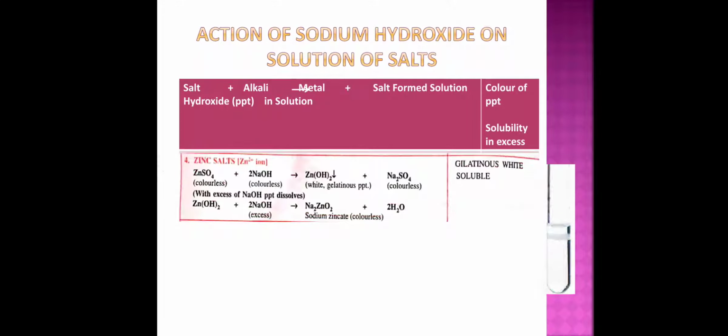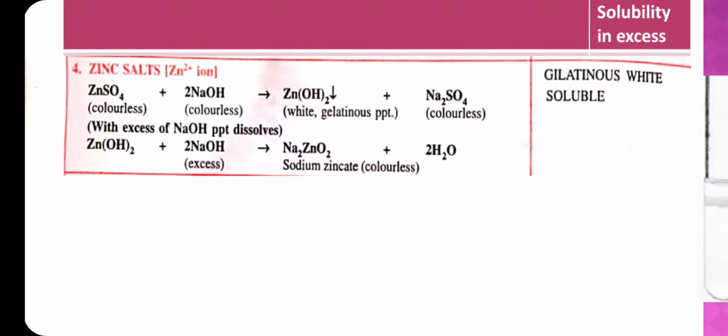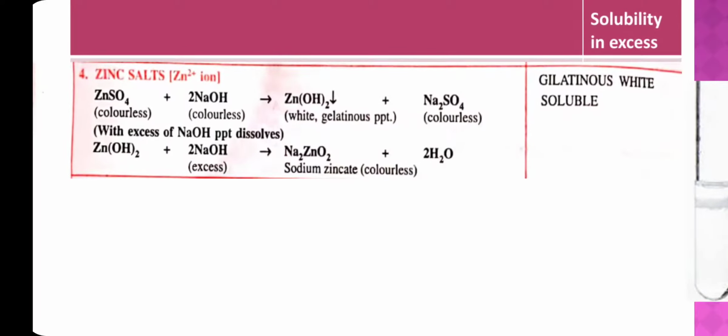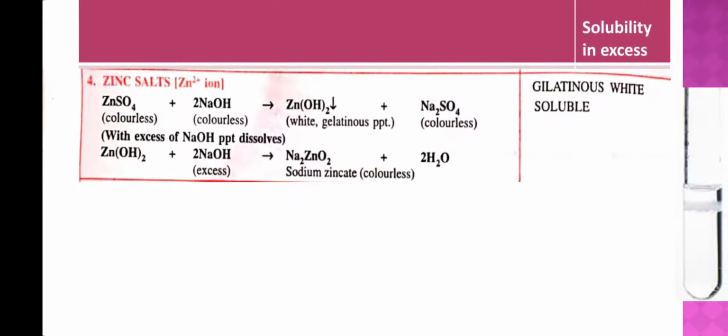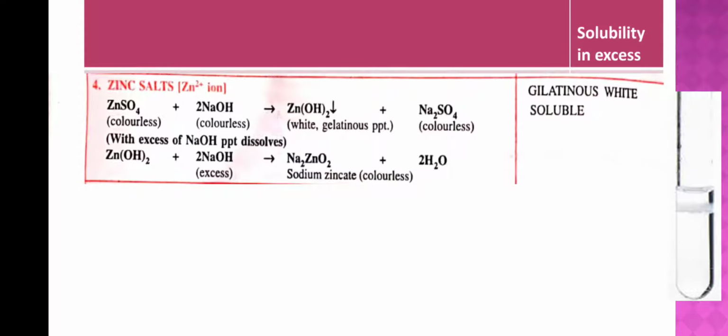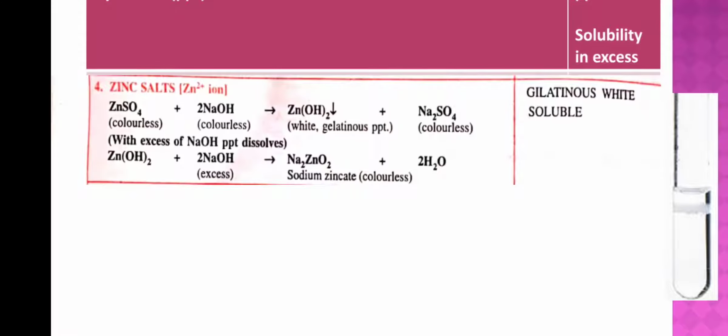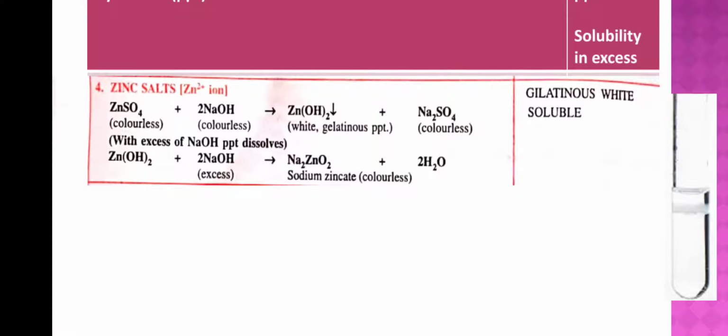Now let us see the action of sodium hydroxide on a zinc salt. If a zinc salt like zinc sulfate is treated with NaOH, we get a gelatinous white precipitate. This gelatinous white precipitate is zinc hydroxide. It is gelatinous, jelly-like in nature, and white in color. But when we add excess of NaOH to it, this precipitate is going to dissolve, so we are going to get a colorless solution.